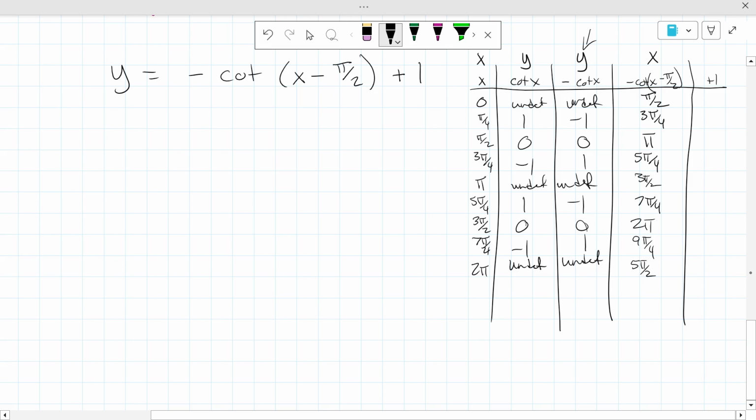Well, if you move an undefined up by 1, what is it? Still undefined. But negative 1 plus 1 is 0. 0 plus 1 is 1. 1 plus 1 is 2. Undefined is still undefined. 0, 1, 2, undefined. So this is my final x and my final y that I'm going to graph, where those are at.